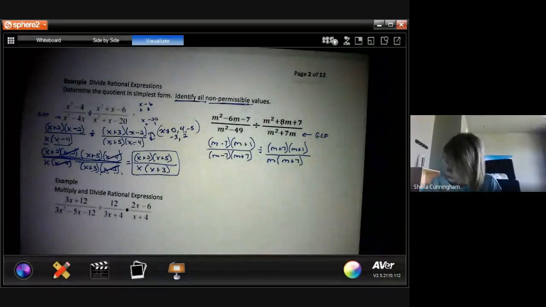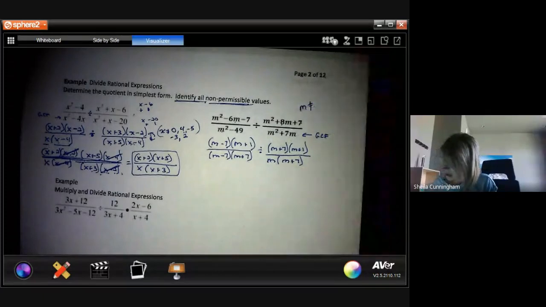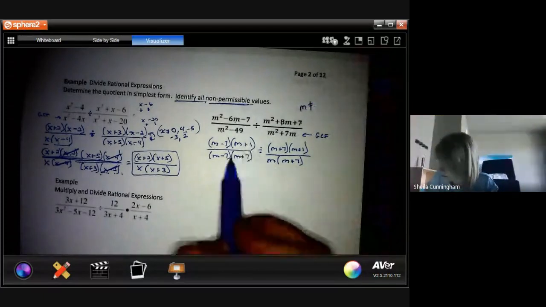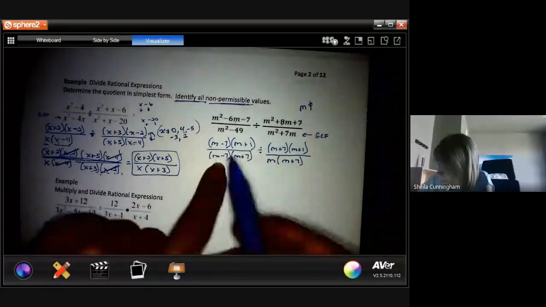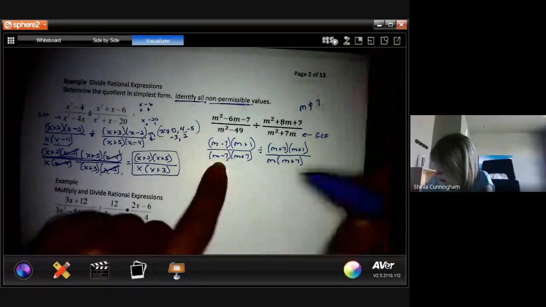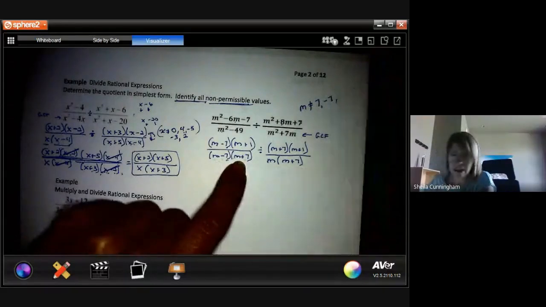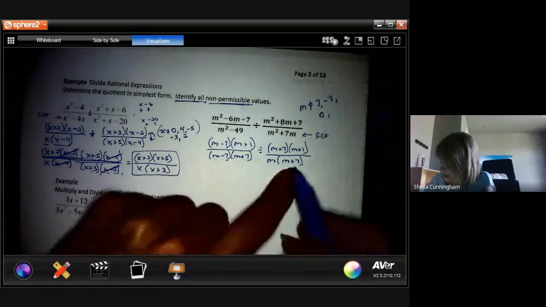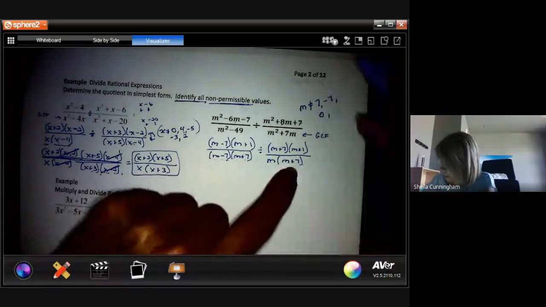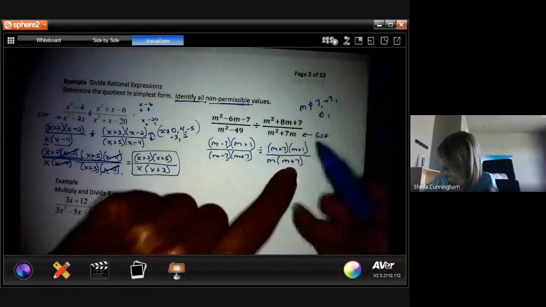So if I'm doing my non-permissibles of this, again, I'm looking at my denominators. So I look at my denominator here. This would be m can't equal a positive 7. m can't equal a negative 7. And I have m can't equal 0. And again, I have m can't equal a negative 7. Okay, I don't need to rewrite it twice. I've already accounted for it.